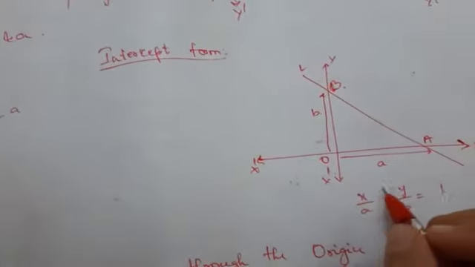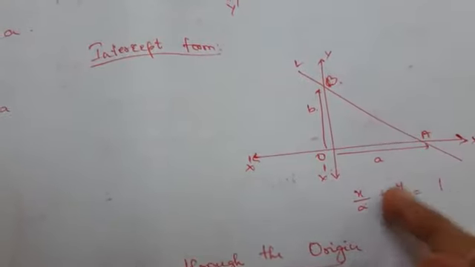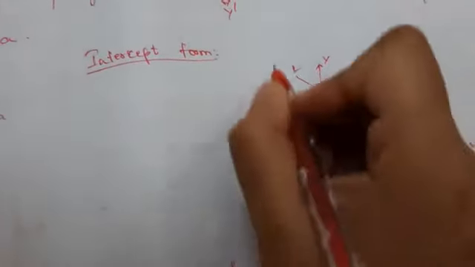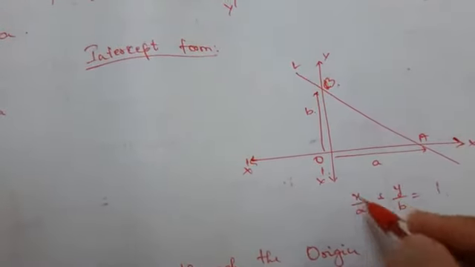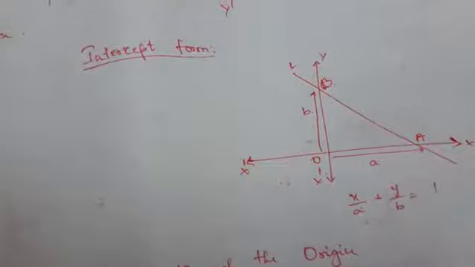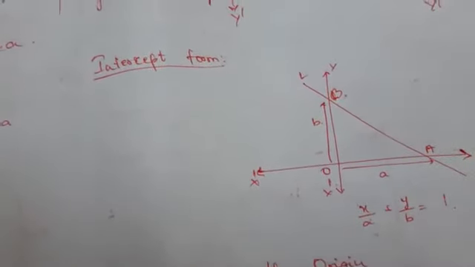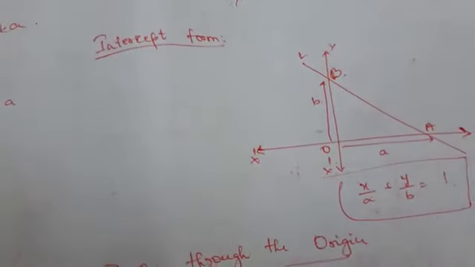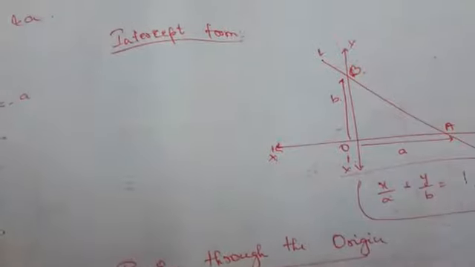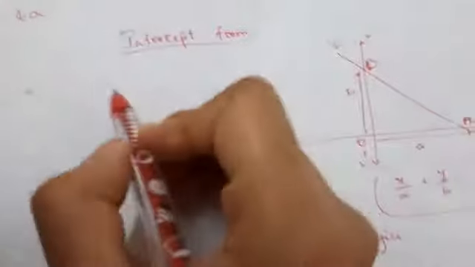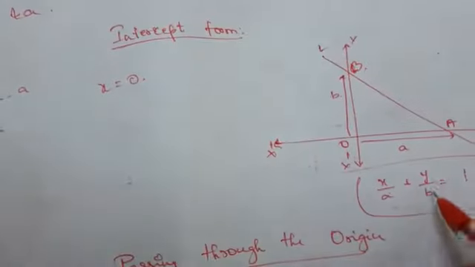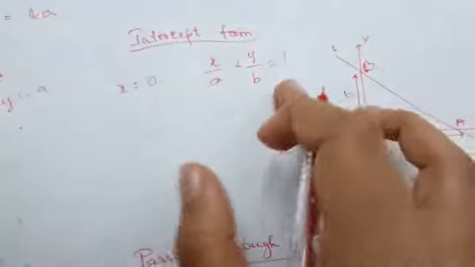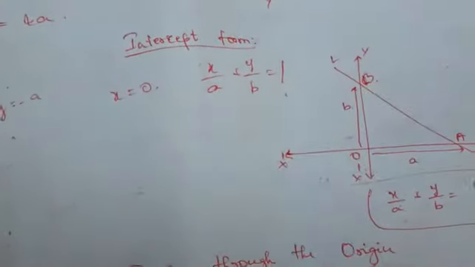Then the intercept form is x divided by the x-intercept plus y divided by the y-intercept is equal to 1. If you have this equation, you can draw the line by knowing the intercepts. Suppose you don't know how to draw this line, you can draw it even without this idea. Suppose you take x is equal to 0. If you have the equation x by a plus y by b is equal to 1, and you don't know how to plot the line by looking at this equation, what do you get?